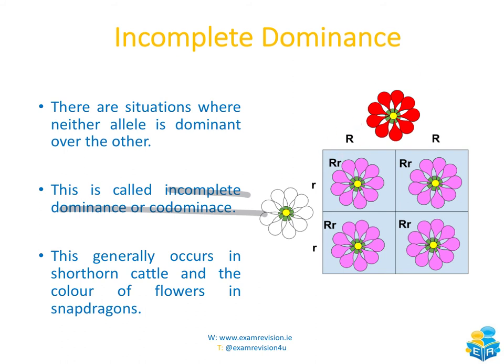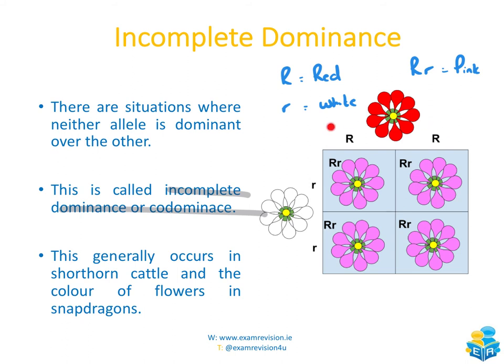So we have a capital R is red, and a small r is going to be white. Now, up until this point, if we had a heterozygous combination there where we had capital R and small r, we would think that the red would win out, but in this case, it's actually going to be pink. Okay, we're going to have an intermediate there. It's going to be pink.